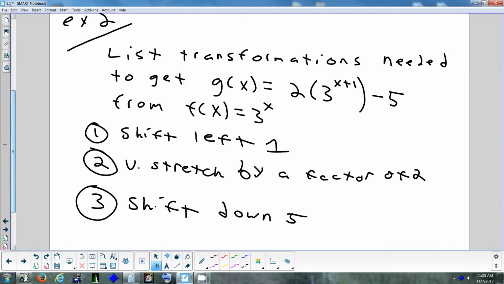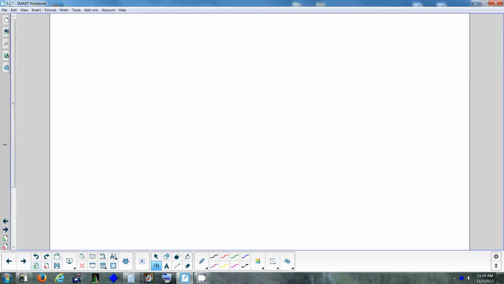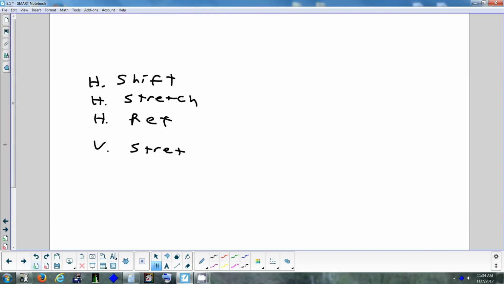Okay. You could put a negative in here as well. Like if you had a negative in front of the 2, that would be a vertical reflection. If you put a negative in front of the x, that would be a horizontal reflection. Okay. Any questions on that? So technically, there's 6 things that can happen. You get your horizontal shift, your horizontal stretch, horizontal reflection. Then you have all the vertical stuff. Vertical stretch, vertical reflection, vertical shift.